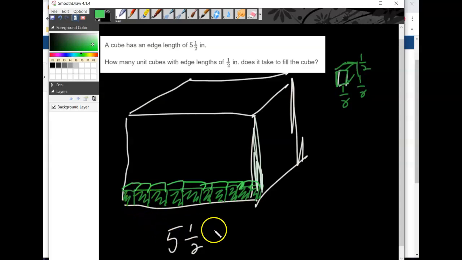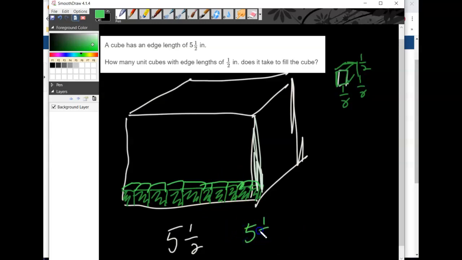And how many fit on this side? Well, you can get the number. I just sort of did it by adding them until I filled it, right? 1/2 inch 1, 1/2 inch 2, 1/2 inch 3, 1/2 inch 4, 1/2 inch 5. But you can get that number by just doing 5.5 divided by 1/2.